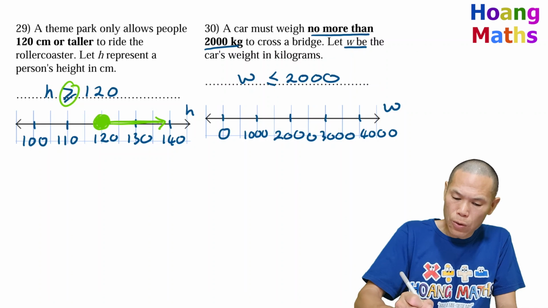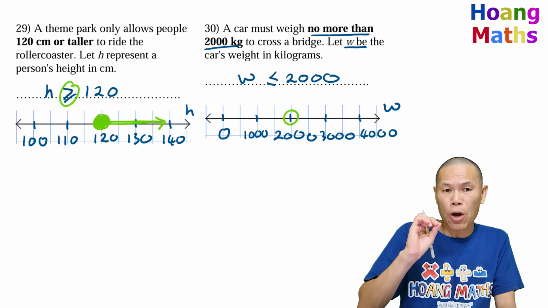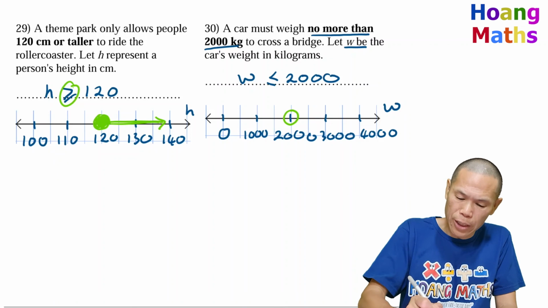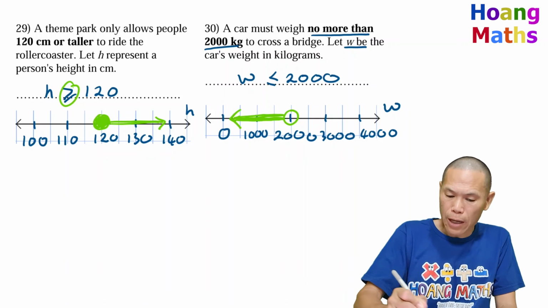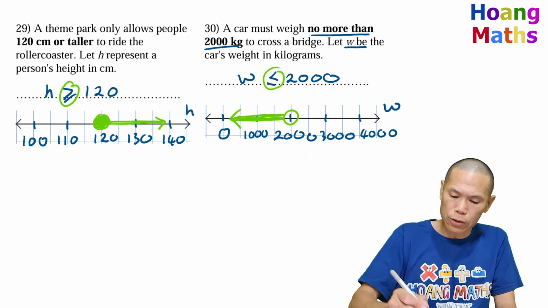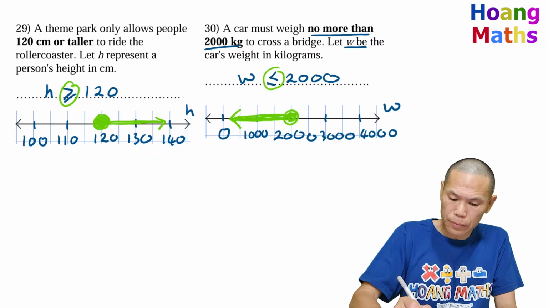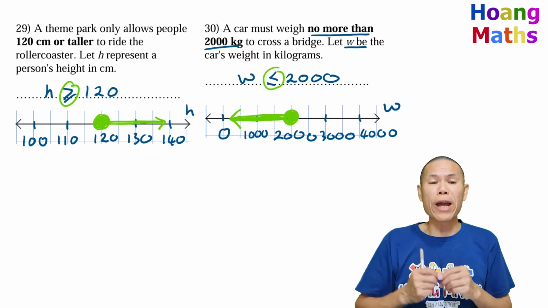Now we circle 2,000. Less than 2,000 means all the numbers on the left hand side of 2,000, and you can see that clearly here. These numbers are less than 2,000. And we know that it is less than or equal to 2,000, so we need to fill up the circle. So there you go. I hope you got it correct.